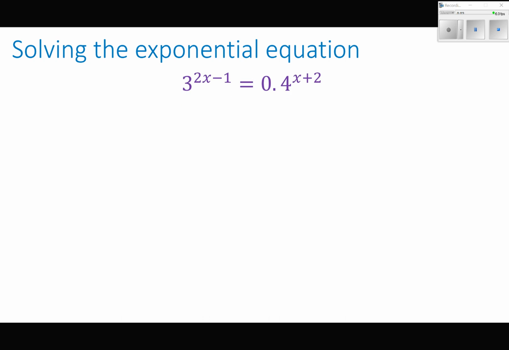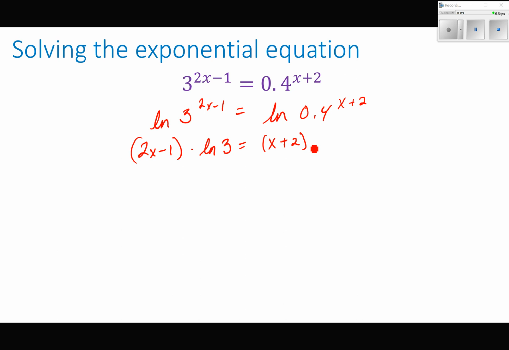Let's go into one that's maybe a little more complicated, where we have an exponent now that is a function on its own. So 3 raised to the power of 2x minus 1 equals 0.4 to the power of x plus 2. Same thing, let's take the natural log of both sides. And again, we're doing it on both, so it's not changing our equation at all. But the reason we can do this now is we can bring the exponent down. So this is 2x minus 1 times natural log of 3 equals x plus 2 times natural log of 0.4.